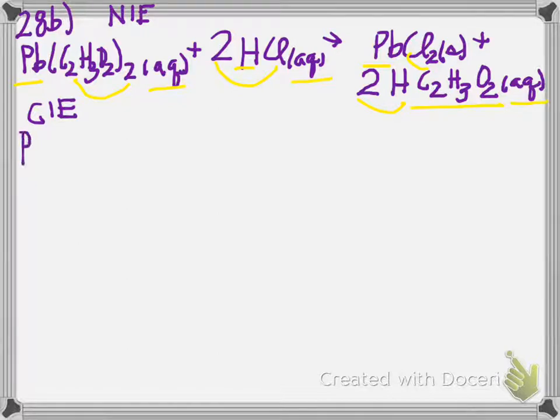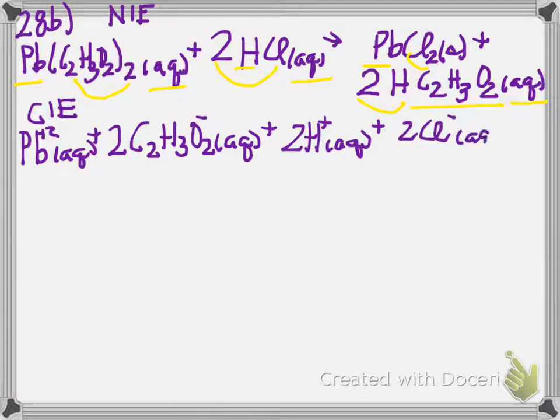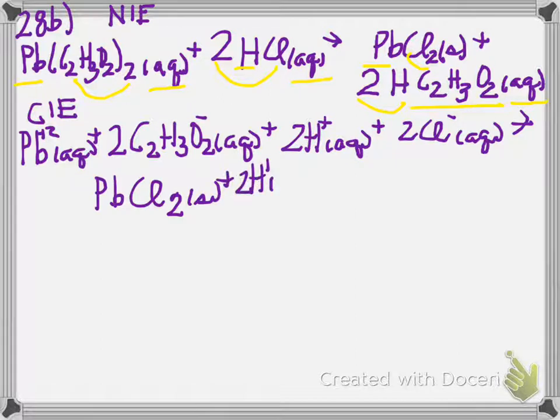So Pb plus 2 aqueous, plus I'm going to have 2 of these acetates, two hydrogen ions, and 2 chlorides. And lead chloride stays as is because it's a solid. And then I'm going to have 2 hydrogen ions and 2 acetates because of the coefficient in front.